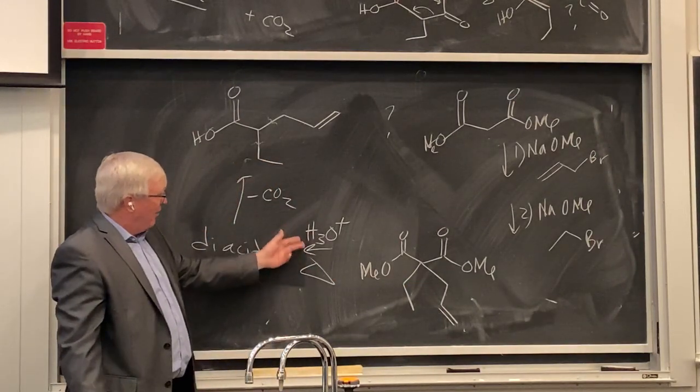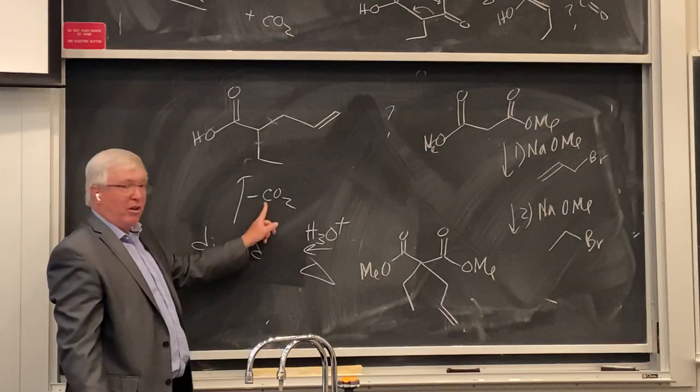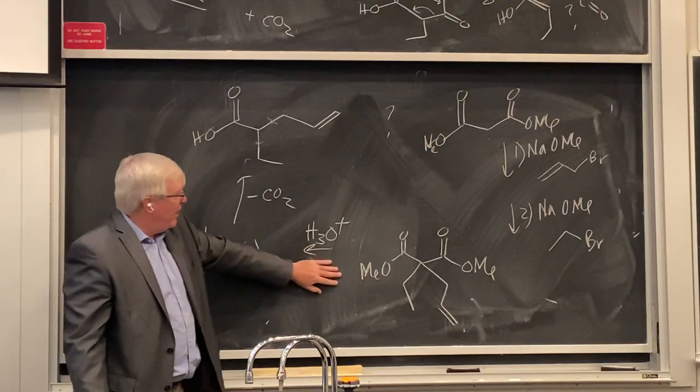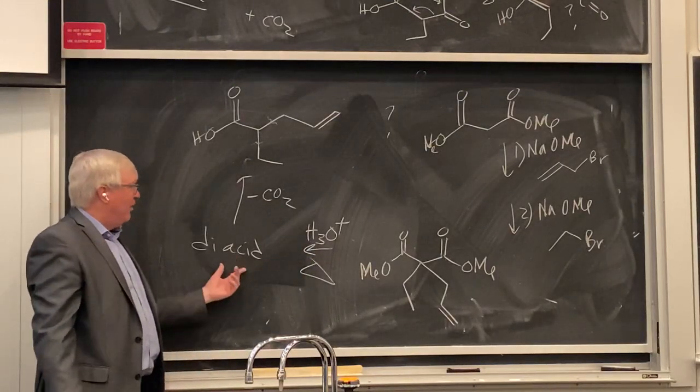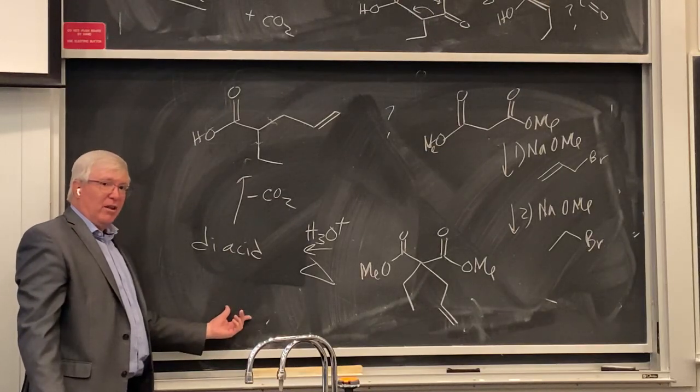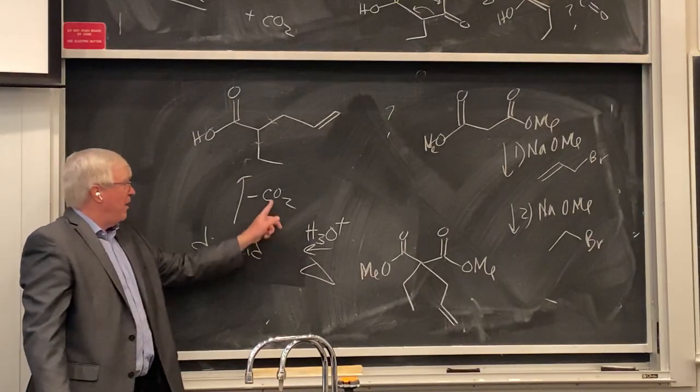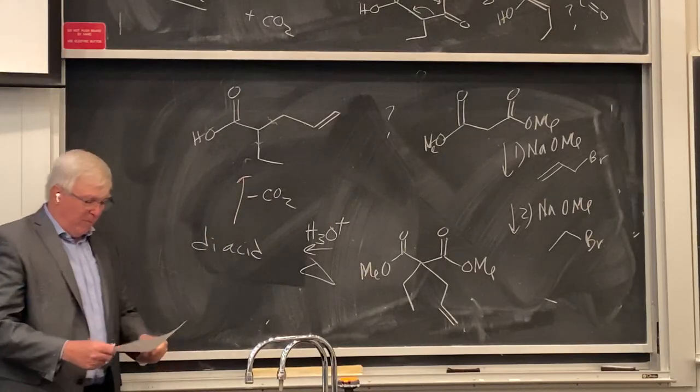Hydrolyze the ester. You have to hydrolyze, and you have to show heat in order to lose CO2. If you leave the heat out, you'll just go to the diacid with the two alkyl groups on there, okay? So the heat is part of it to lose that, and then go on to the final product.